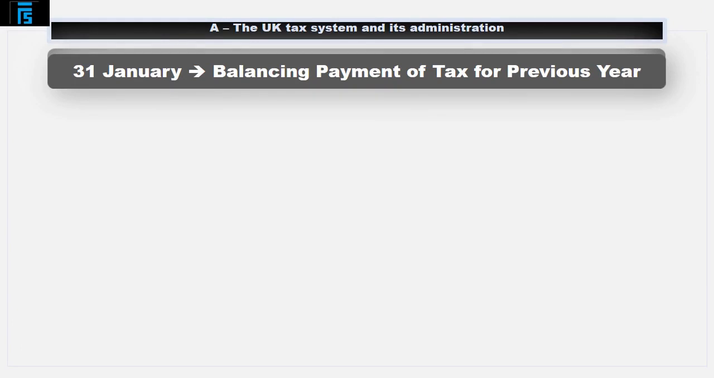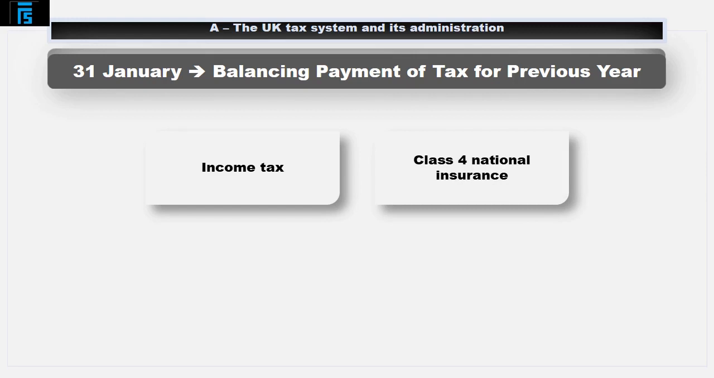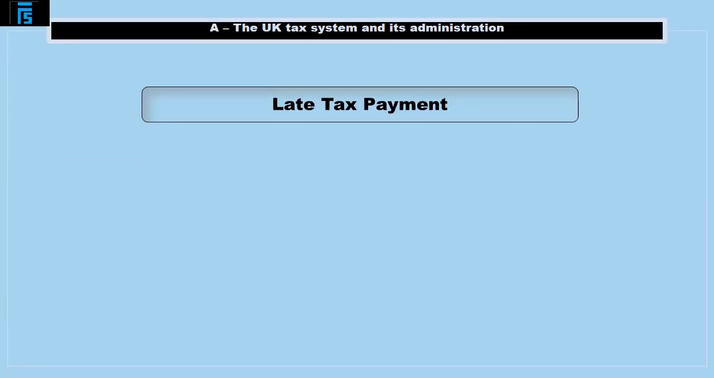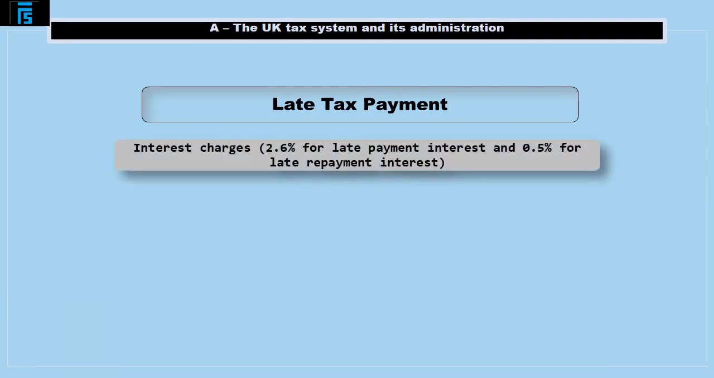So on the 31st of January each year, taxpayers will make a balancing payment of tax for the previous year. So far, we've been talking about this in terms of income tax and Class 4 national insurance. But just to complete the story, any capital gains tax due for the year would also be payable on the 31st of January, as would any liabilities to Class 2 national insurance. These are always paid in full as part of the balancing payment and have no effect on payments on account for the following year. Late payment of tax of any type will incur interest charges as detailed in your tax tables and discussed in the video on tax administration, penalties and interest.